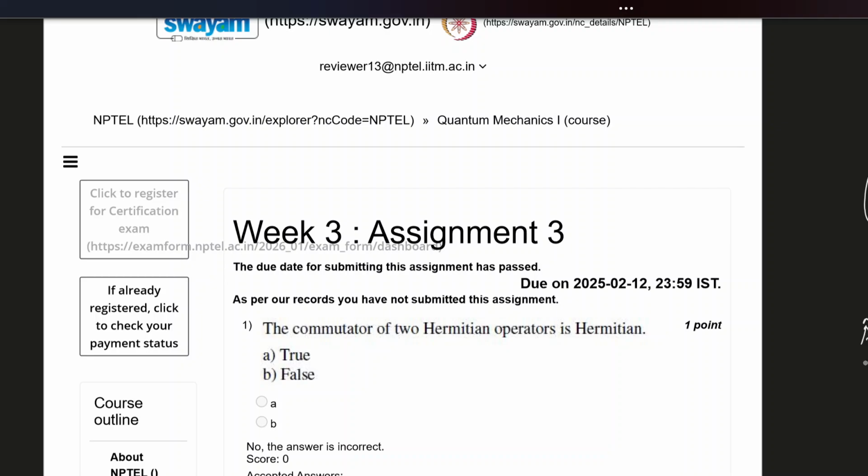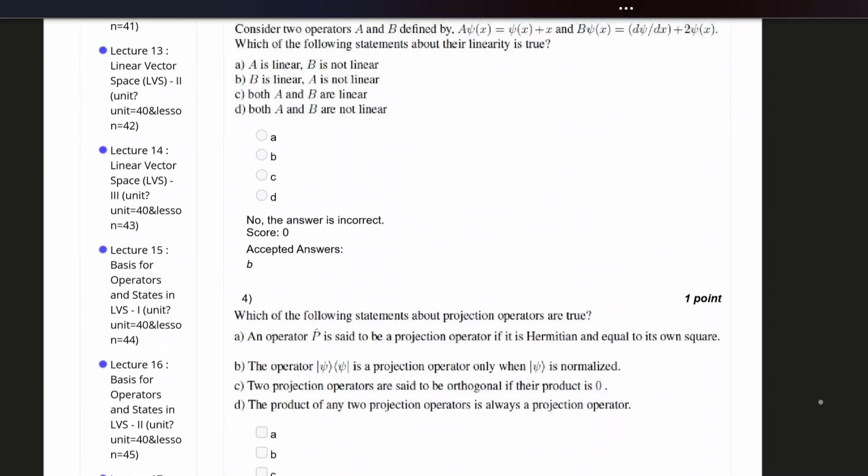And when do you call it Hermitian? This is not a condition that is always satisfied, but if this relation is satisfied, then we call it a Hermitian operator. So this is the definition of a Hermitian operator. Now, the commutator of two Hermitian operators is Hermitian. You have to prove that.